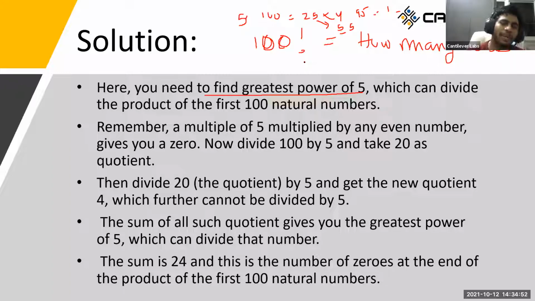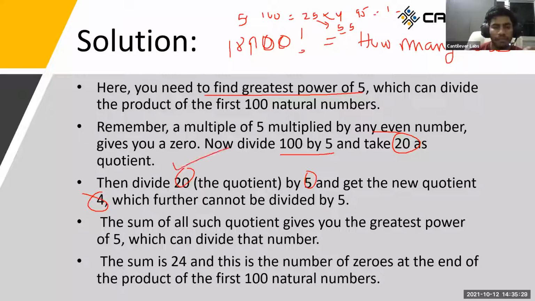But still, this is quite hectic if the number is large. Let's say it was 18,900 factorial. It would not be viable for you to calculate in that way. All right, so what we'll do here is take a simple formula. We'll just divide 100 by 5, so we'll get 20 as a quotient, and then again divide 20 by 5. We'll get 4 as a quotient. Here 4 cannot be further divided by 5, right? So the sum of all the quotients gives you the greatest power of 5.